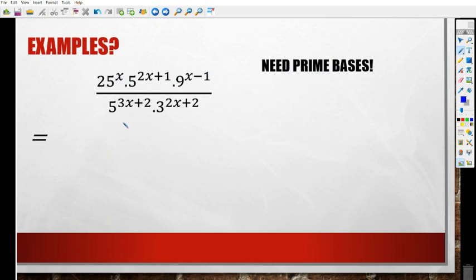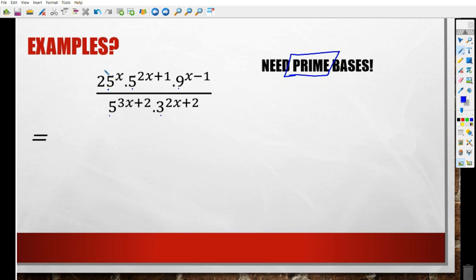Okay, so first thing I always need to look for, I need to first look at my bases. So I've got 5s, I've got 3s, I've got 5. Whoop, I've got a 25. Whoop, I've got a 9. Alright, what do I need all my bases to be? I need them to be prime numbers. Alright, prime bases.